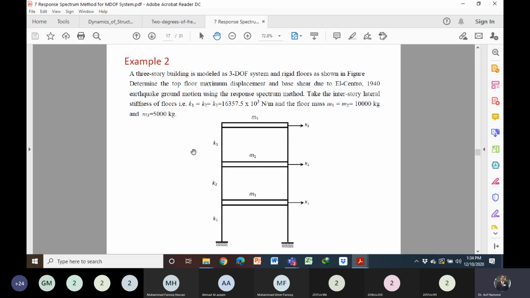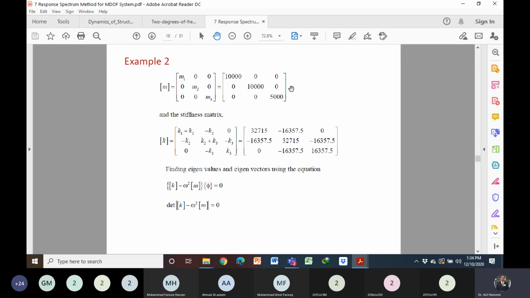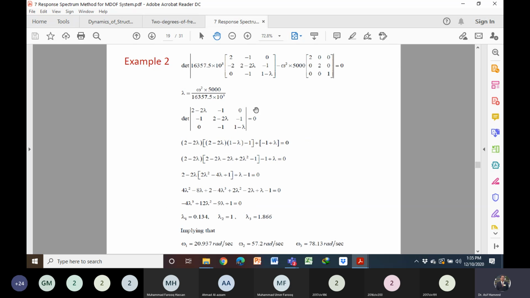So we can write the mass matrix, we can write the stiffness matrix, and then by taking the determinant of k minus omega square m, we can find out the mode values omega 1, omega 2, omega 3.